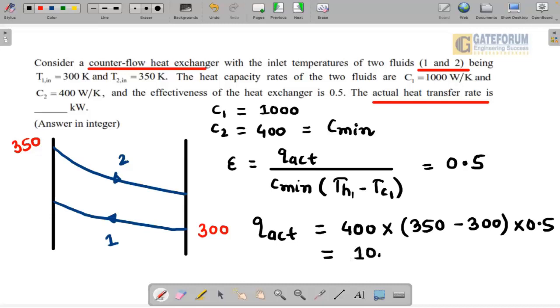So when we solve, it comes to about 10,000 watts, which means it is 10 kilowatt. This is the right answer, 10 kilowatt. I hope it is okay. 10 kilowatt is the right answer for this. Match your answer, everyone. Next question.